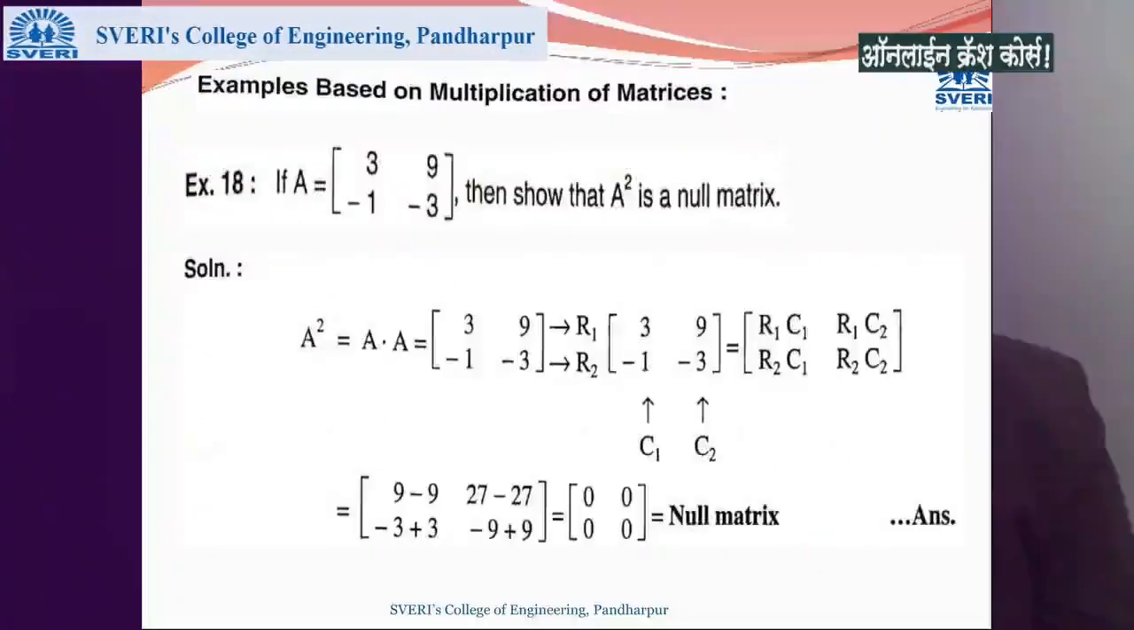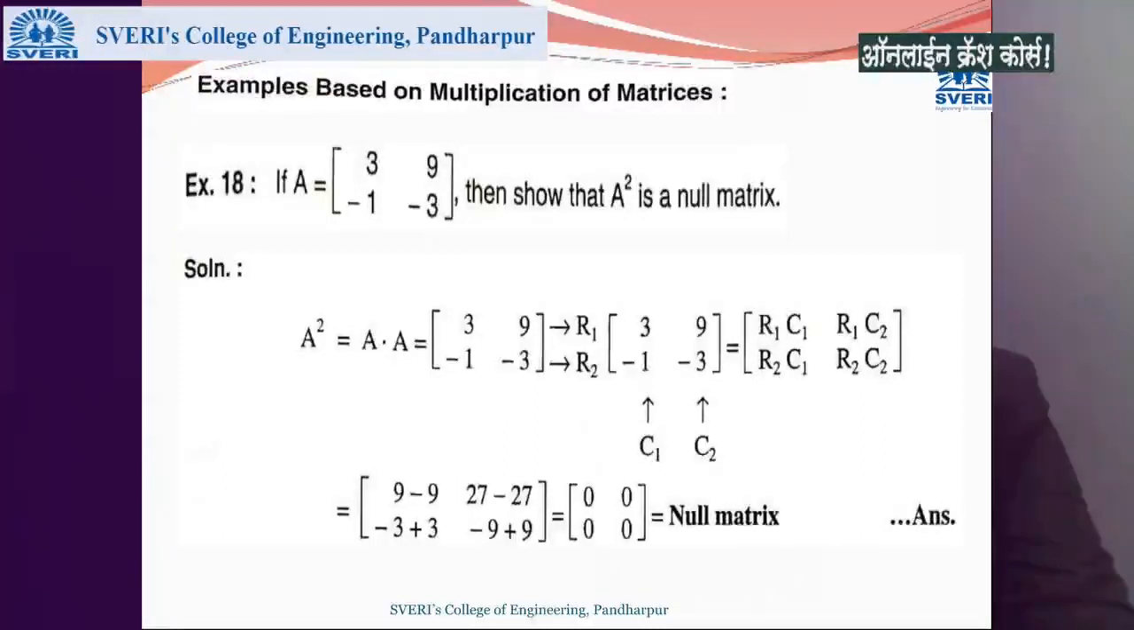Then we take the multiplication of matrices. If A is equal to 3, 9, minus 1, minus 3, then show that A square is a null matrix. What do we have to show here? The multiplication of matrix A and matrix A will be the zero matrix. Here A into A, by using the simple rule R1C1, R1C2, R2C1, R2C2, we can easily multiply any two matrices.